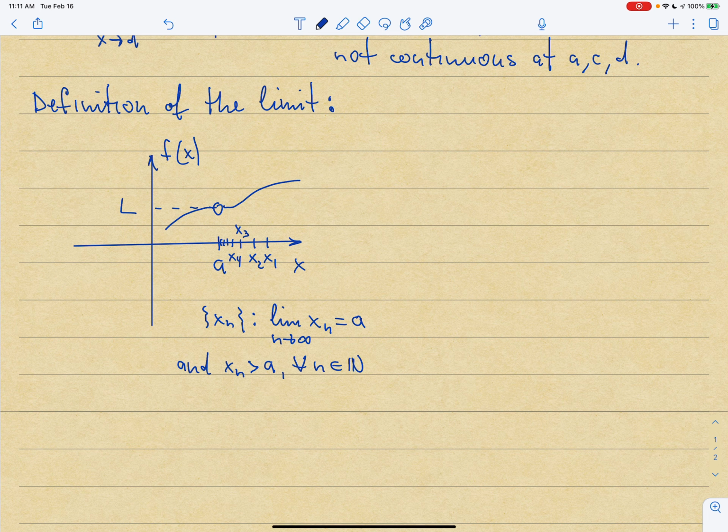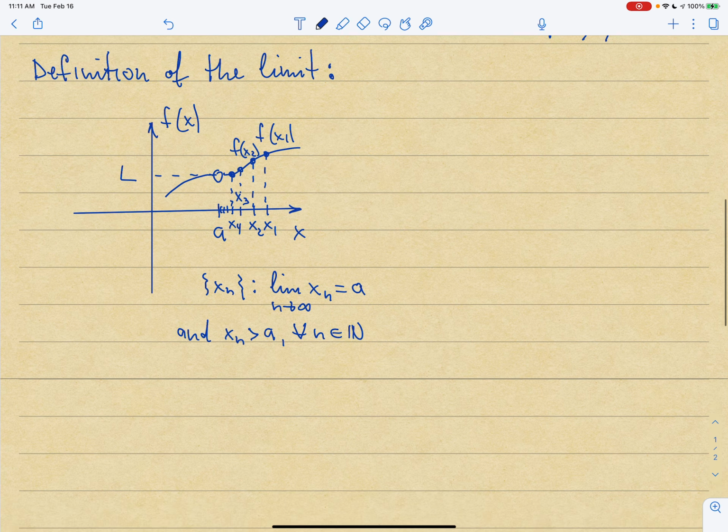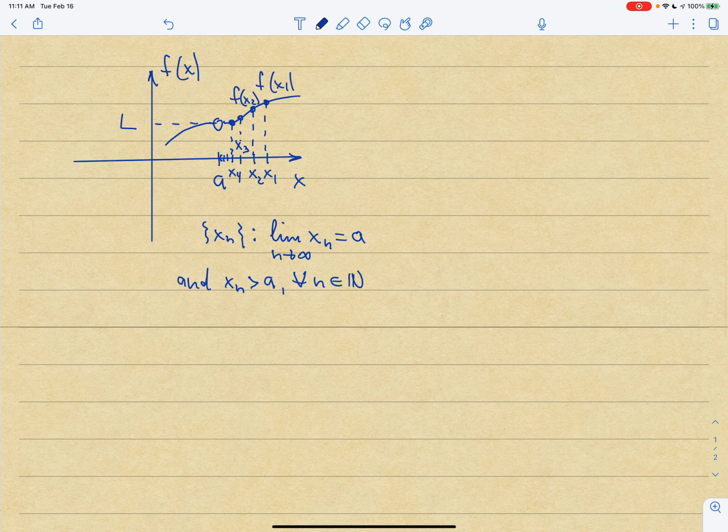What happens to the corresponding values of f of x? So f of x1, f of x2, f of x3, f of x4, and so on. What happens to these values? Clearly, they get closer to L, right? So then I can see from here that the limit as n goes to infinity of f of xn is L.